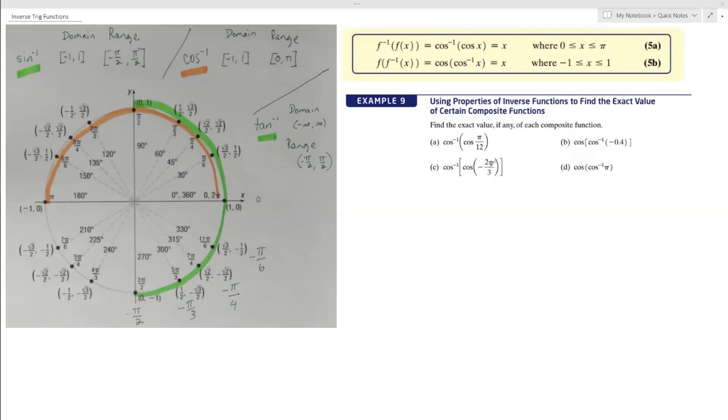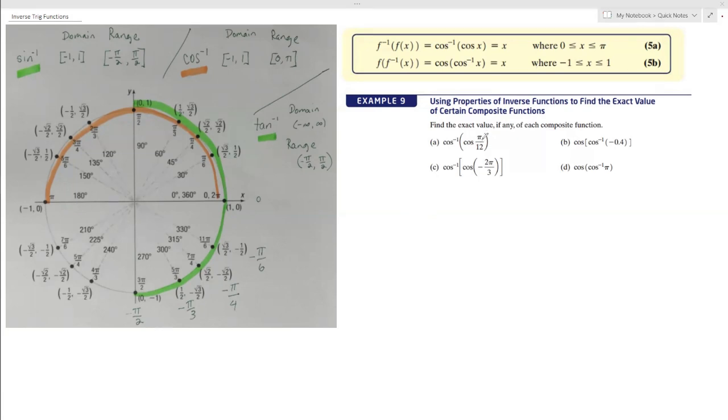Okay, let's look at some analogous properties for the cosine. If I take the inverse cosine of the cosine of x, it's equal to x, but I need the angle to be between 0 and pi. And then the cosine of the inverse cosine is equal to x, so long as x is between -1 and 1.